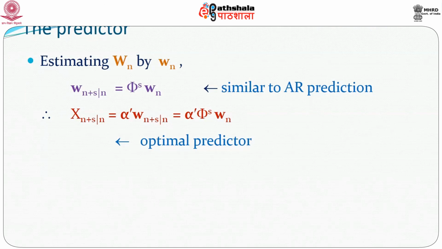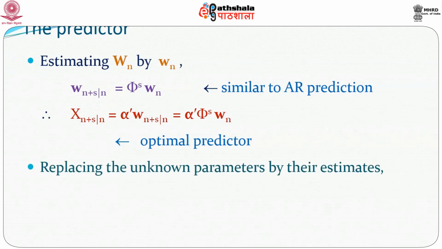The problem here is that the parameters alpha and phi would be unknown. So what we do is we replace the parameters alpha and phi by their estimates, alpha hat and phi hat, and we get x_{n+s} given n as the estimated predictor.